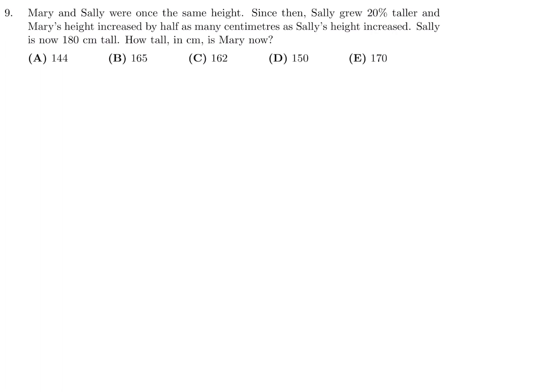Mary and Sally were once the same height. Since then, Sally grew 20% taller, and Mary's height increased by half as many centimeters as Sally's height increased. Sally is now 180 centimeters tall. How tall in centimeters is Mary now? Mary and Sally. So, I don't know their initial heights, so I'll just label the initial heights x. They were the same initially, or once the same height.